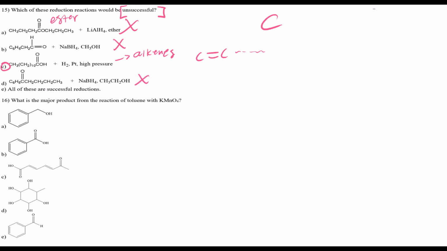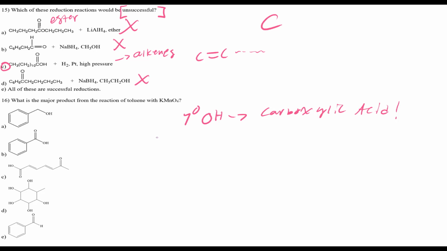So it'd be C. So what is the major product formed by the reaction of toluene with potassium permanganate? Well, I don't know how to draw toluene, and you probably don't know how to draw it either because it's not given to us. But context clues: the only thing that potassium permanganate does in this chapter is make a primary alcohol into a carboxylic acid. Okay, so it makes a primary alcohol into a carboxylic acid.